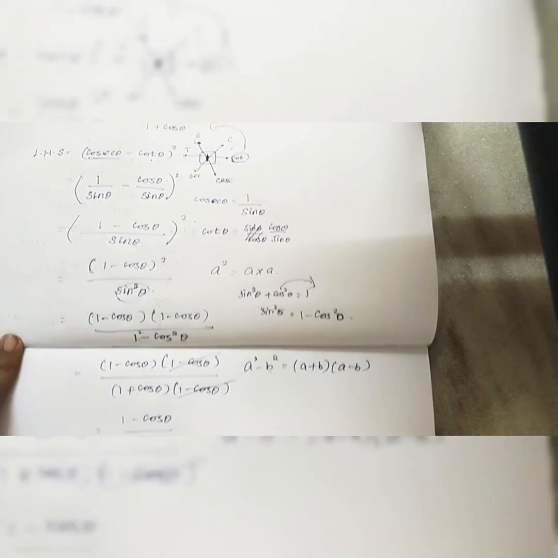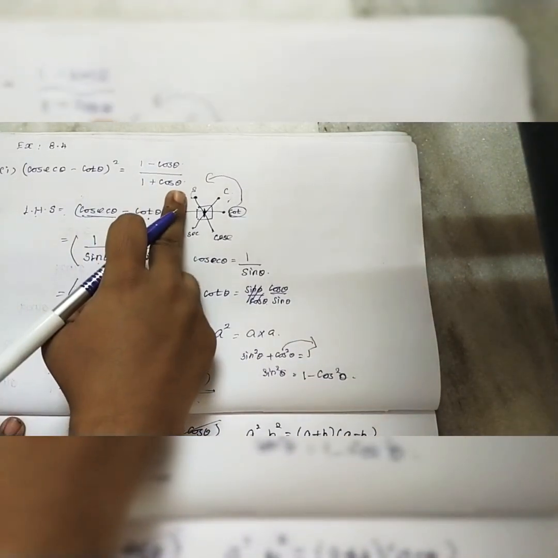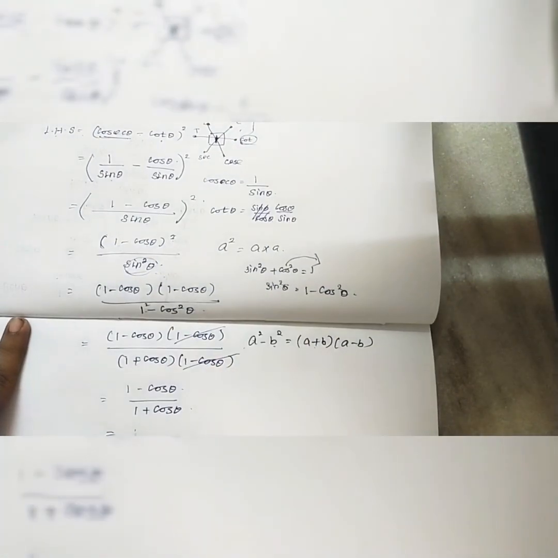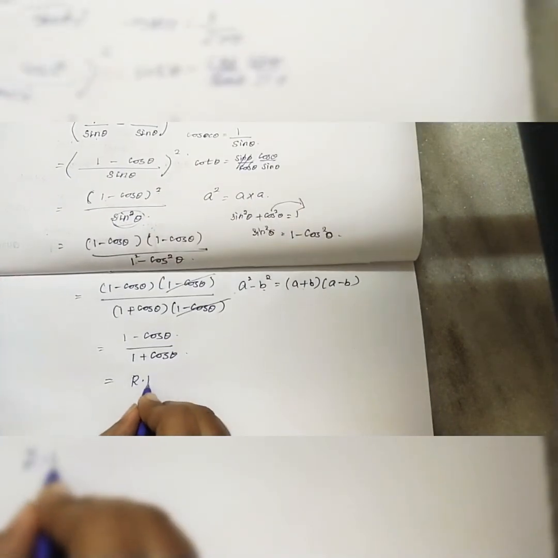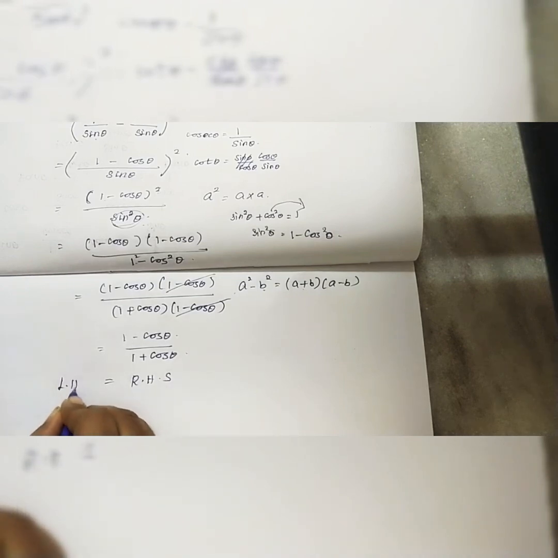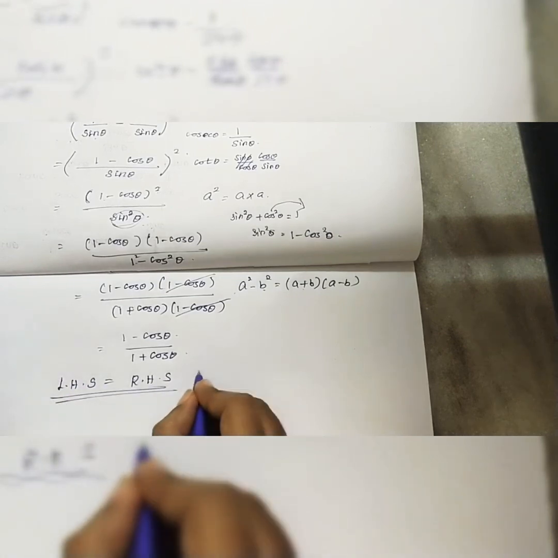So this is your right hand side. We proved (1 minus cos theta) divided by (1 plus cos theta), which is the right hand side. So the left hand side is equal to the right hand side, hence proved.